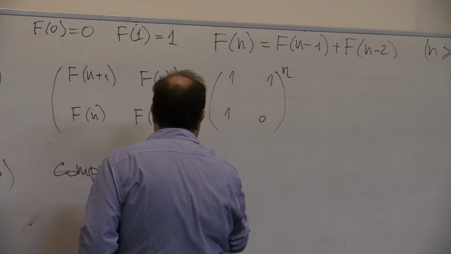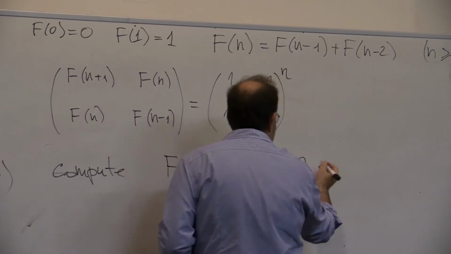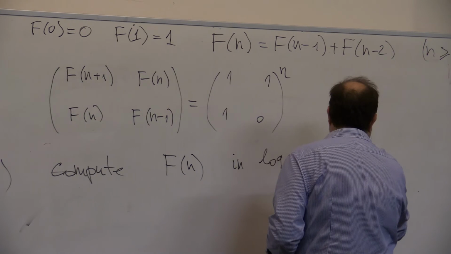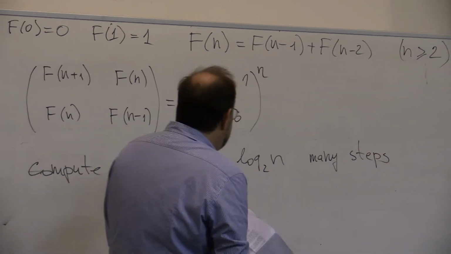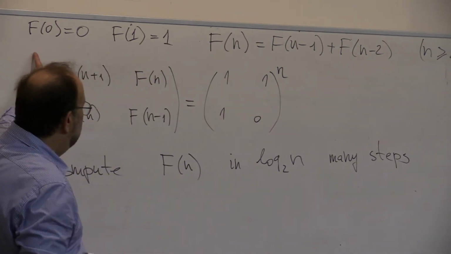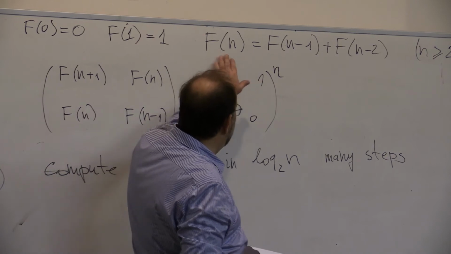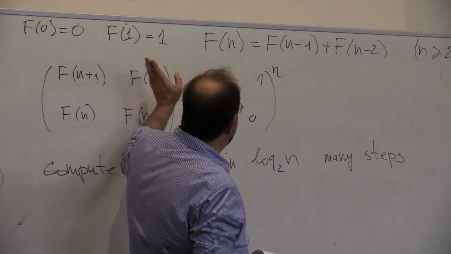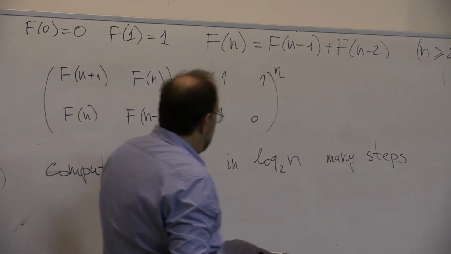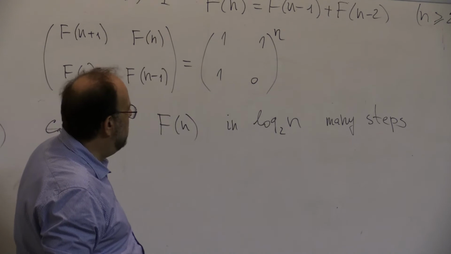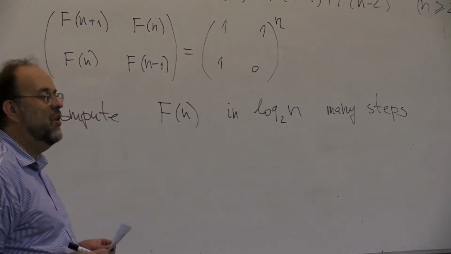And B part, compute F of n in log 2 of n many steps. If you did it by brute force, in order to compute Fn, it looks as if you have to compute all of the values from F0 all the way to Fn, because you have this recurrence, right? But in fact, one can compute Fn in log 2 many steps.